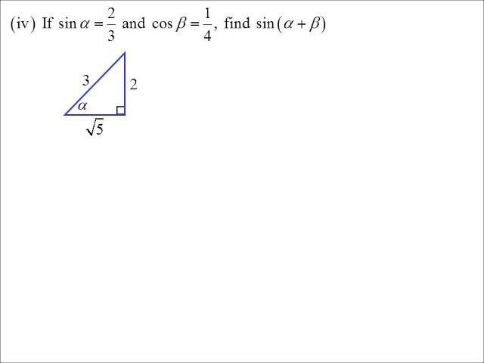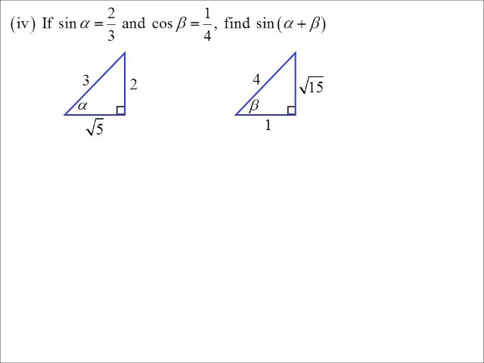Okay, we draw a triangle. Sine alpha is 2/3. Bit of Pythagoras, other side's root 5. Don't make the mistake of thinking alpha and beta are in the same triangle. They're in different triangles. Unless you get lucky and they happen to add up to 90, but in this case they don't. So cos of beta is 1/4, so the other side's root 15.